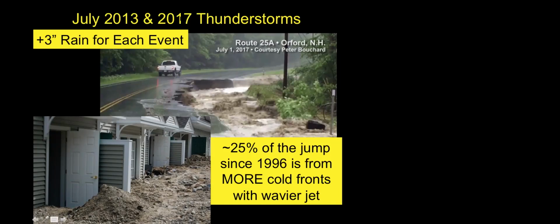We had another thunderstorm just last year, July 1st, 2017, and that wiped out lots of roads up in Orford, New Hampshire, Thetford, Vermont, and that sort of region. And so these are the kinds of events that we've also seen more of, and that represents about a quarter of that jump since 96. And so what's been happening since 96 for these is that we seem to have a wavier jet stream. And a wavier jet stream tends to give us more of these summertime cold fronts, which is what gives us these really intense summertime thunderstorms.